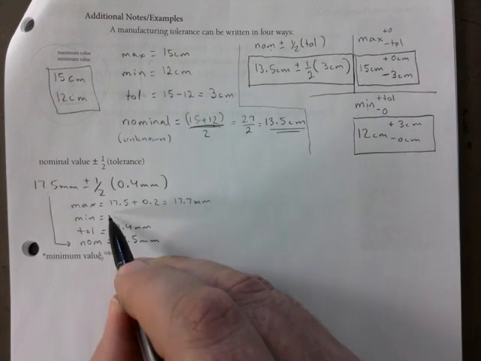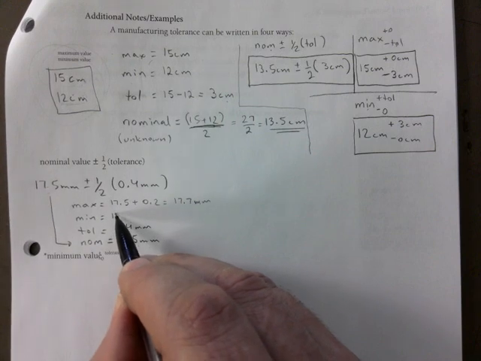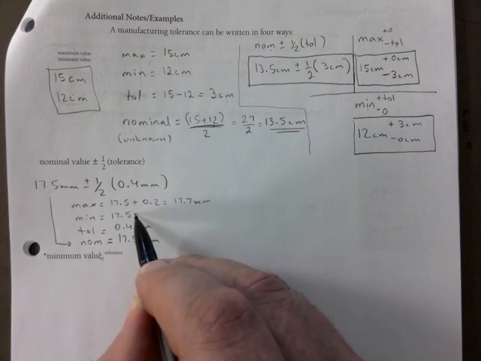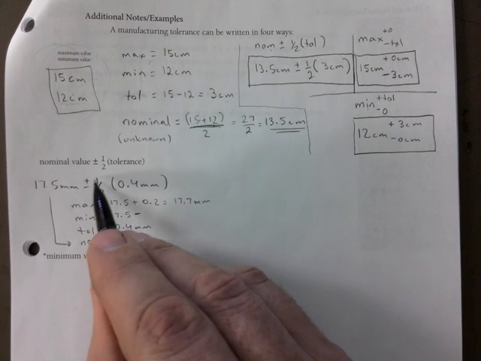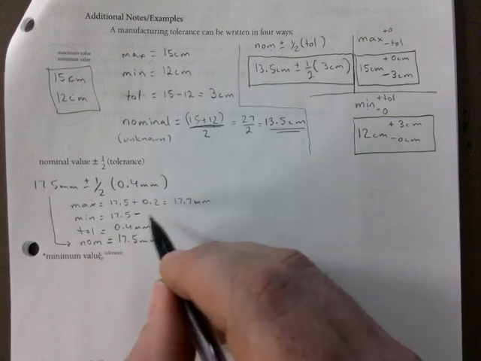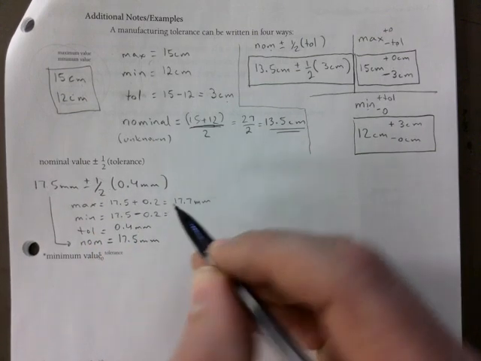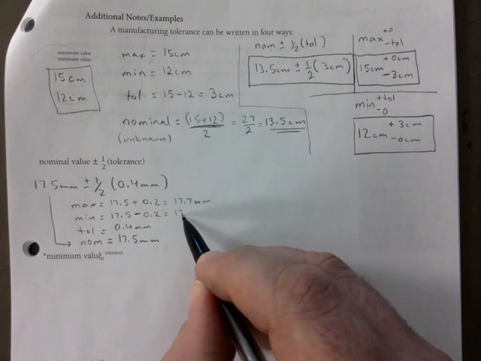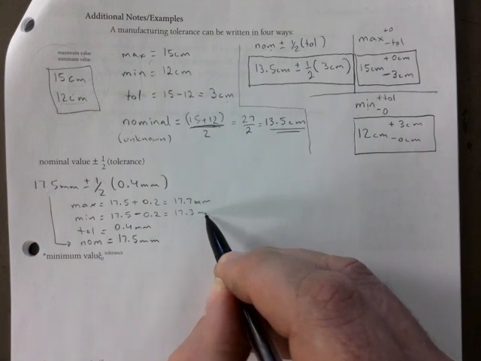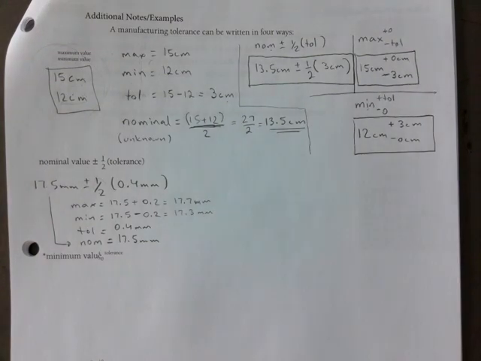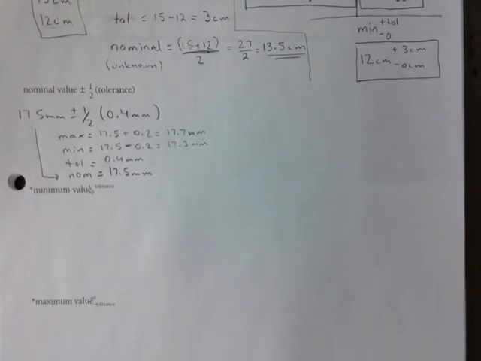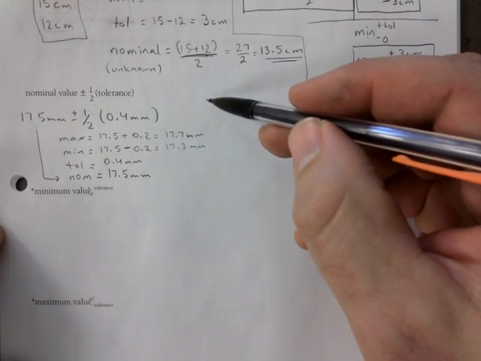millimeters. To get the min, I'm going to go 17.5 minus half of the tolerance. You mean I have to do math? A little bit. Now we have a bit more room.